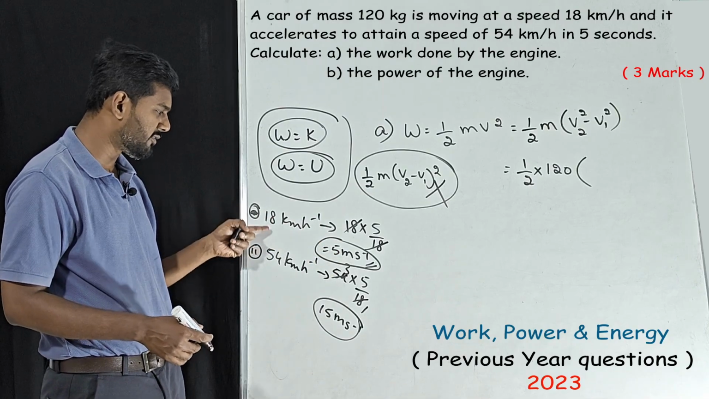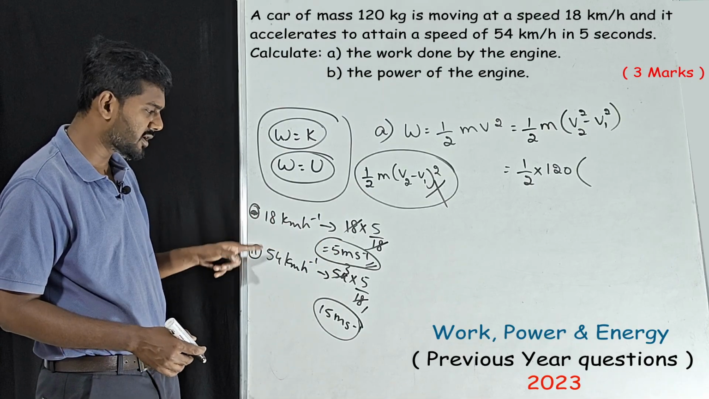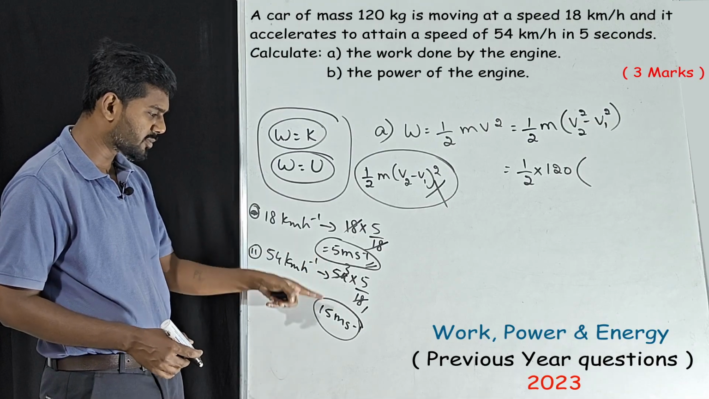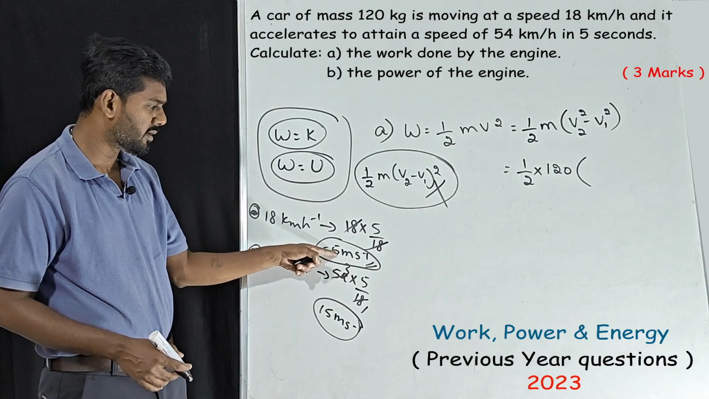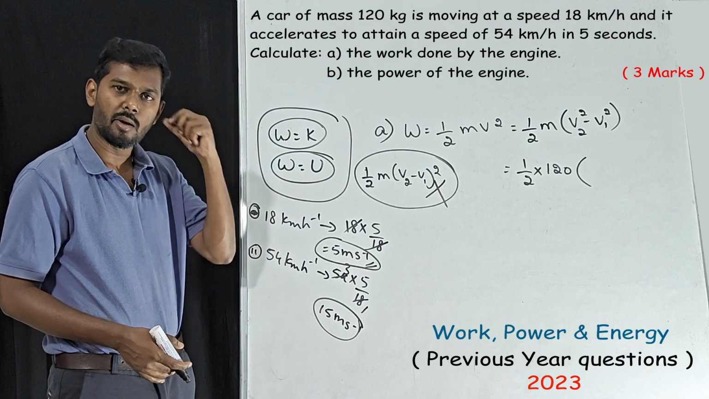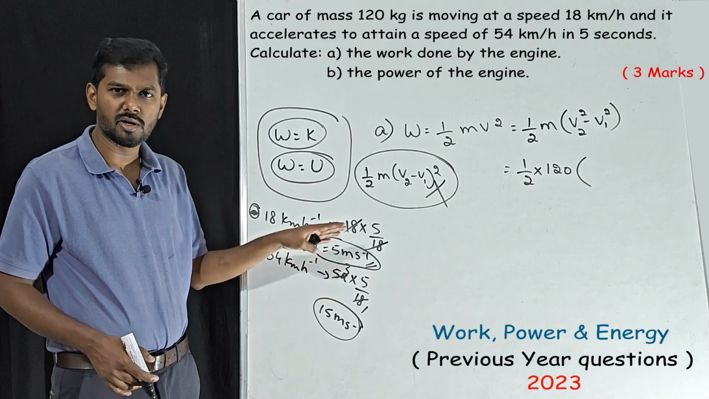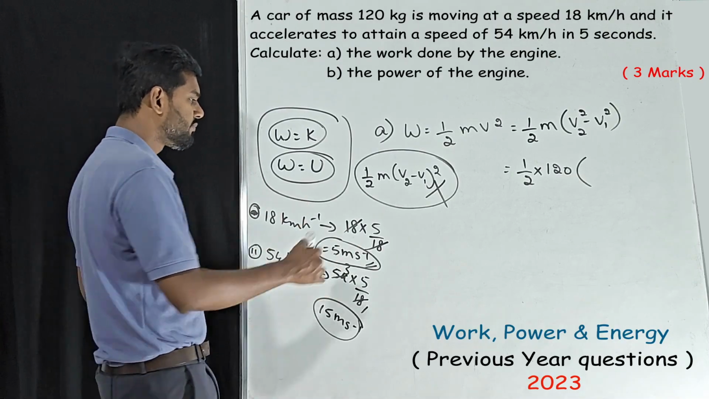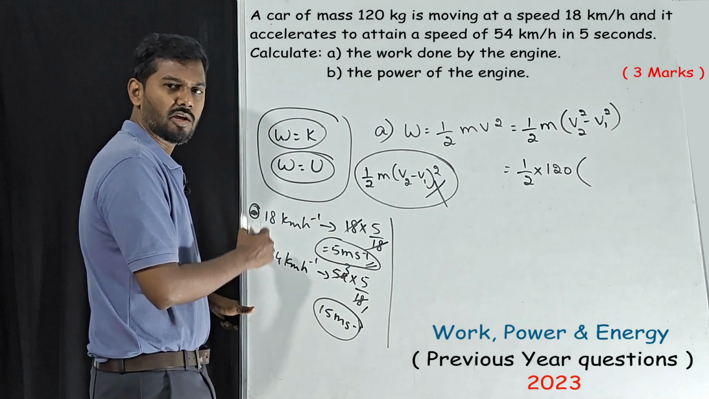What is the difference between these two? It is 3 times of this one, right? This answer will also be 3 times of that one. So 5 meter per second, 5 into 3, 15 meter per second. You can go for mind calculation or normal calculation, anything is fine. Now we got the velocities.